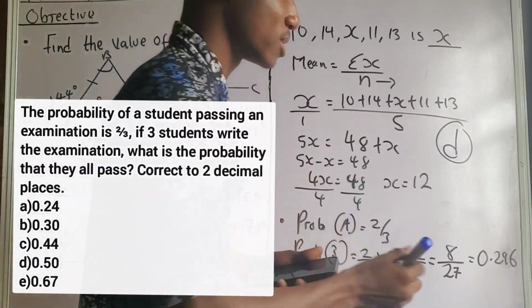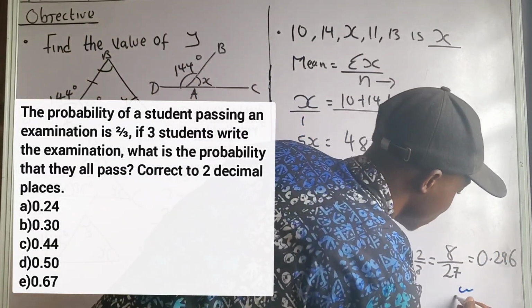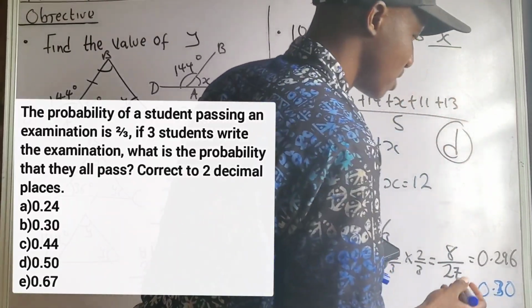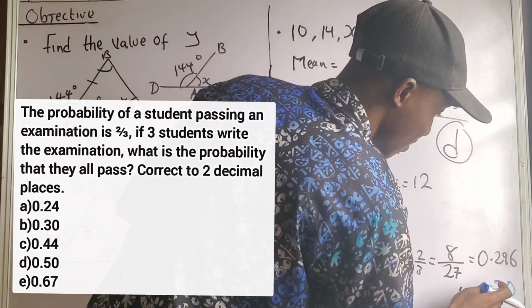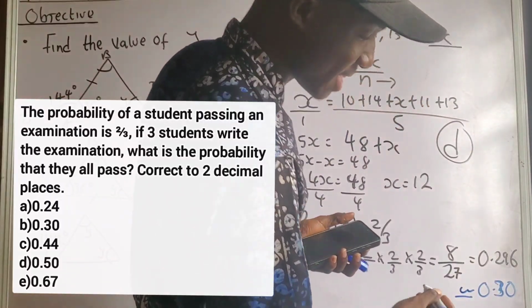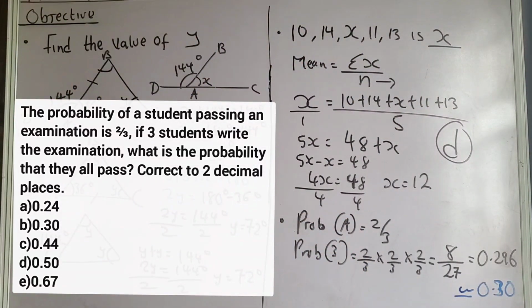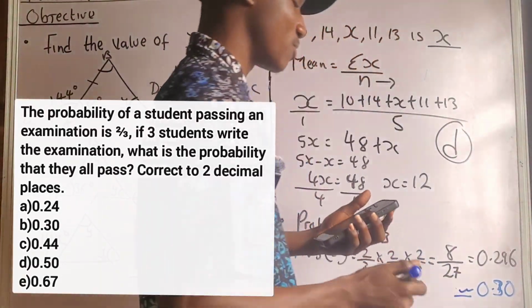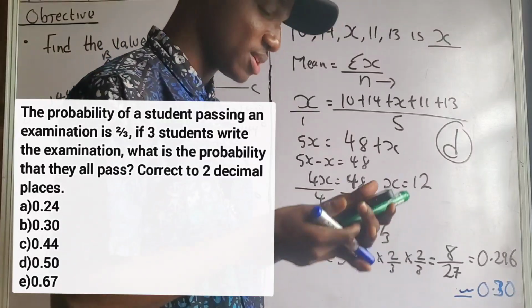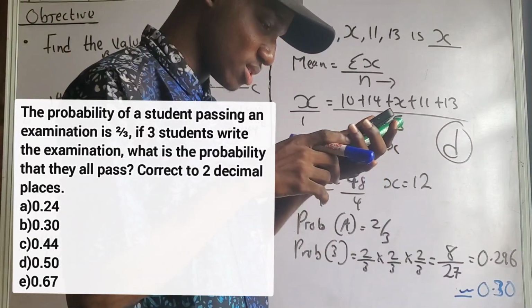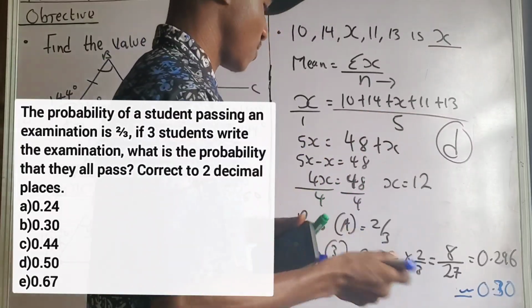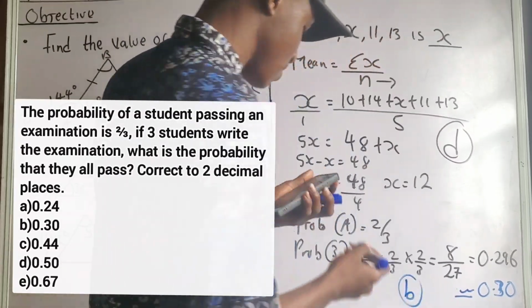So I'm going to approximate the 6. So to 2 decimal places, the answer is 0.30. Sorry if you cannot see my writing. I hope you can see. So approximately, the probability that 3 students will pass the examination is 0.30. The correct option to that question is option B. Option B is correct.